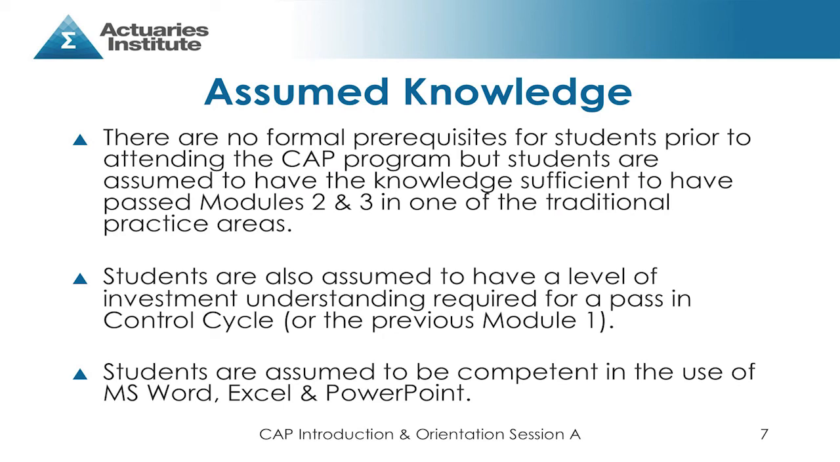The assumed knowledge that we expect you to come with: there are no formal prerequisites, but we assume that you've got the knowledge to have passed modules 2 and 3 in your chosen specialty, even if you haven't already passed them. We assume you actually could pass them. We also assume that you've got some investment understanding that's required either for a pass in control cycle or in the previous module 1. And we assume that you're competent in these three pieces of Microsoft software: Word, Excel and PowerPoint.